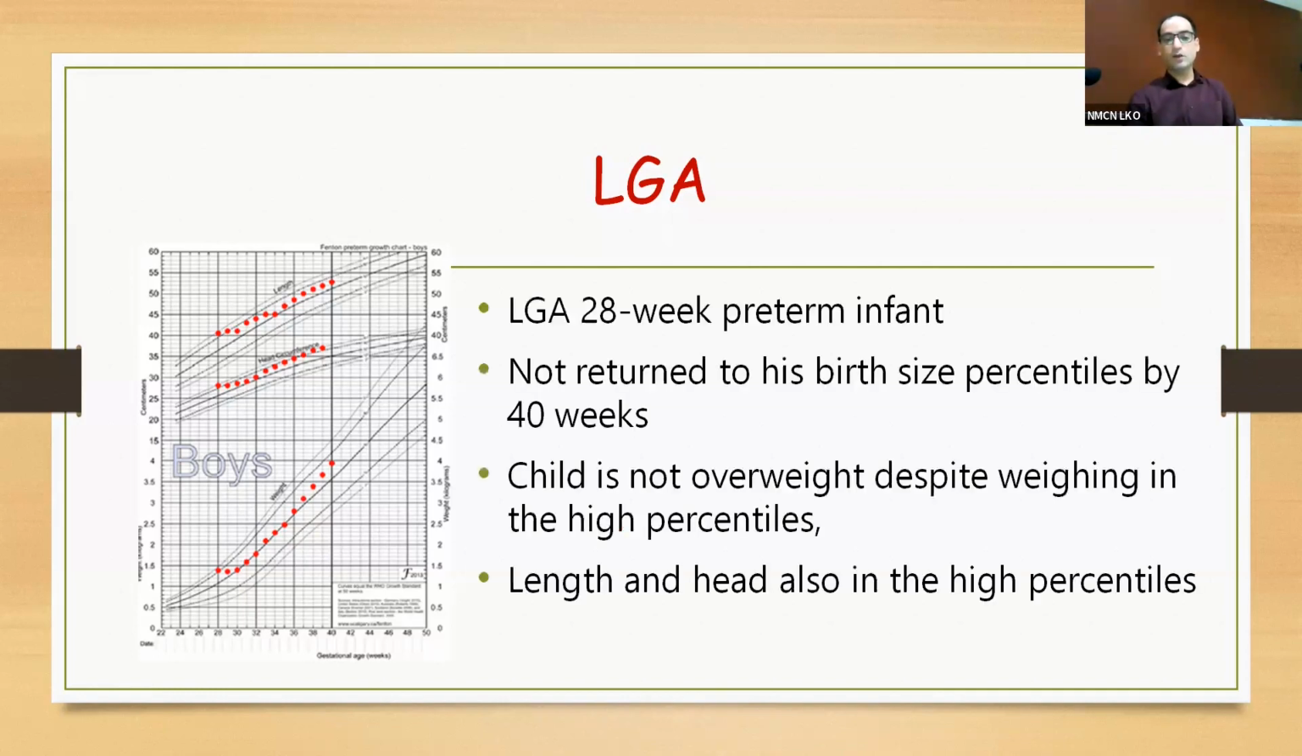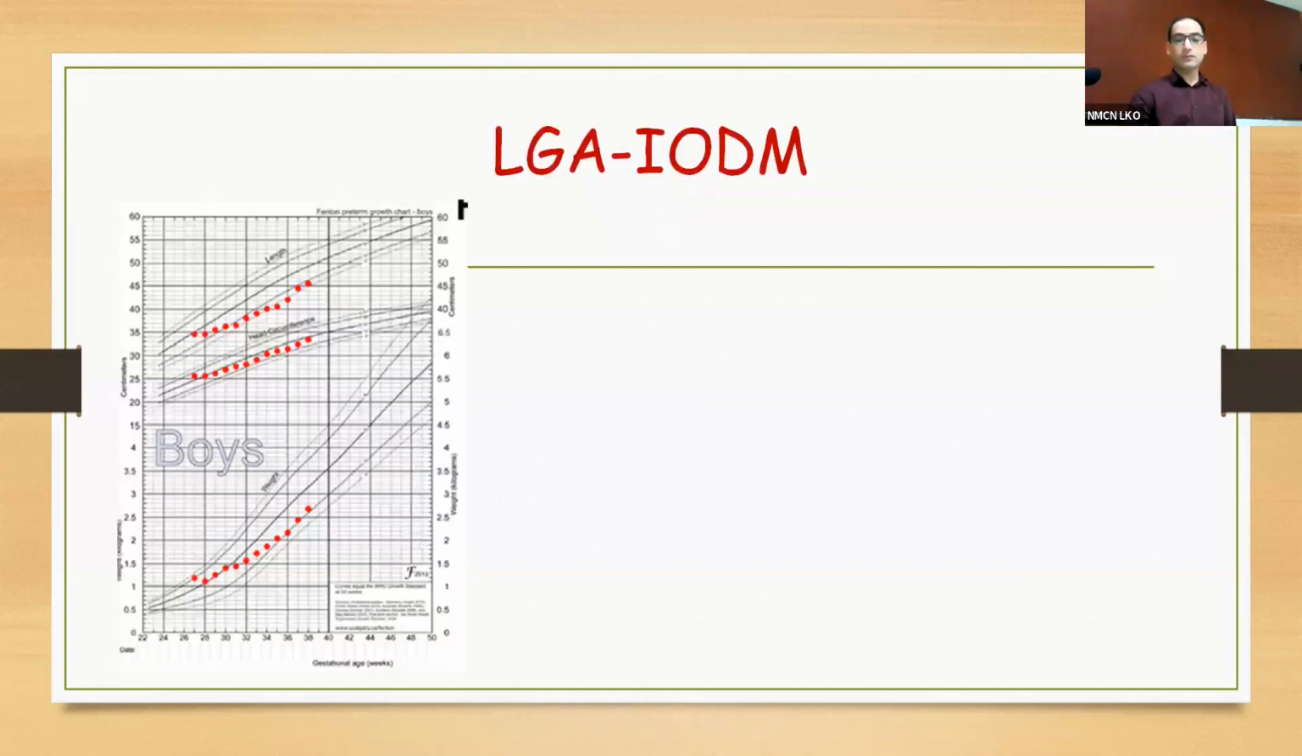So again, this is a normal. So this was a 28-weeker, not returned to his birth centiles, but child is again not overweight because all the centiles are on the higher side. What about this baby? What is the difference between this graph and this graph? वहां पे तीनों parameters were on the higher centiles. Look at this graph. Weight and length is roughly around 50th centile, and weight is on the 97th centile.